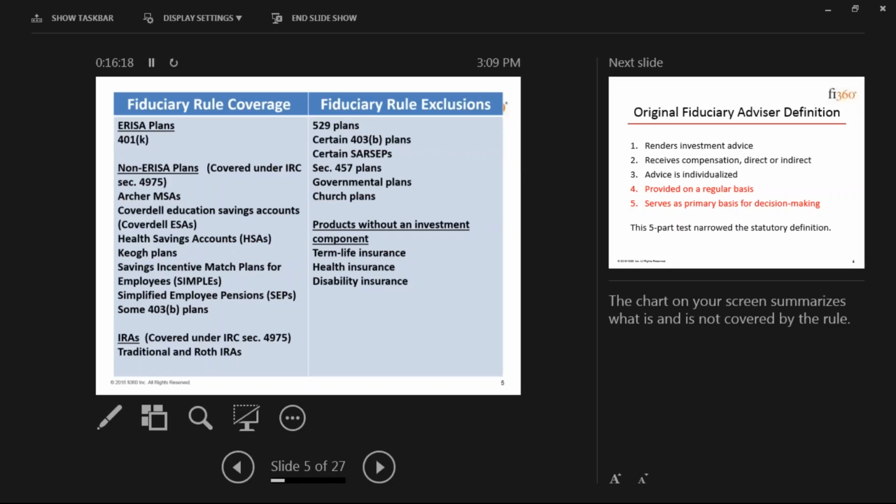And then on the right-hand side there, you can see some of the types of plans that are not covered in the rule, along with insurance products in particular that don't have an investment component. So again, not dealing with investment, the DOL is not concerned about the fiduciary status of those that are providing advice on those particular products. So bottom line, this is a good summary slide for you to use from the standpoint of, in general, what's covered by the rule and what is not.